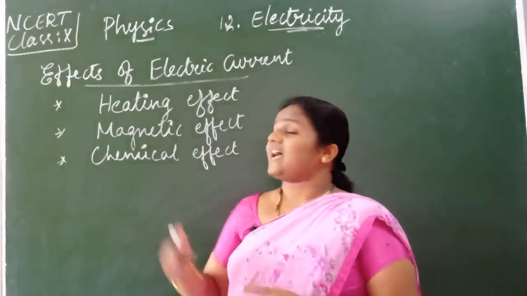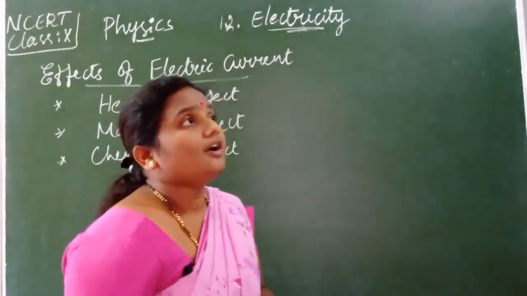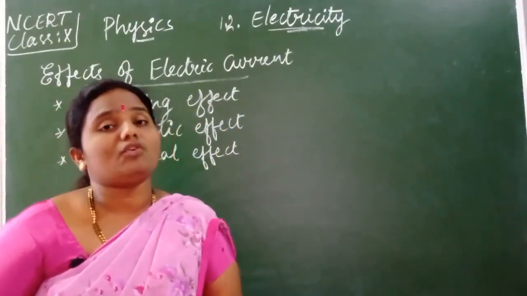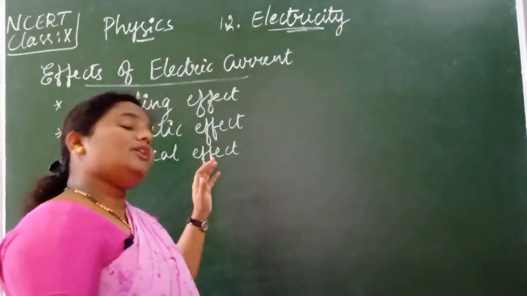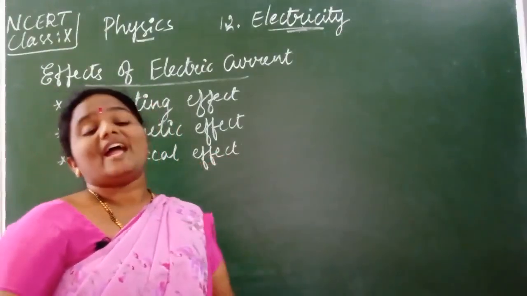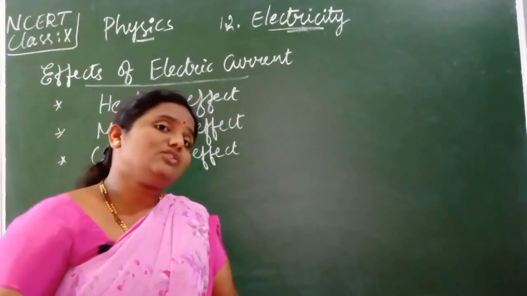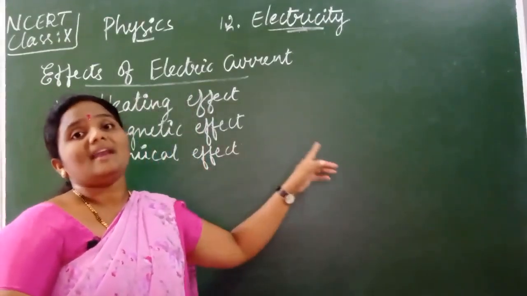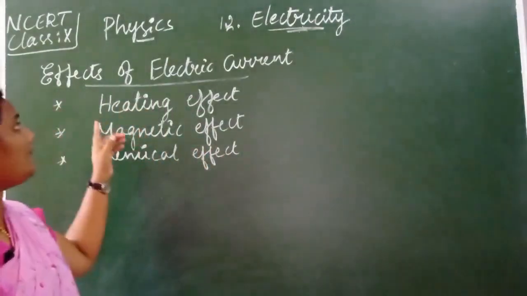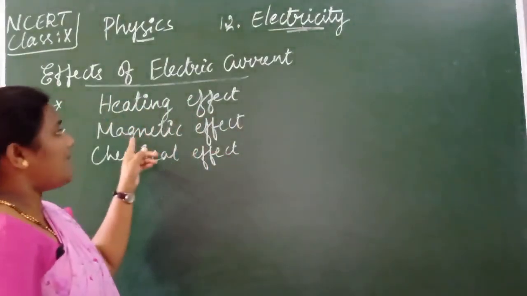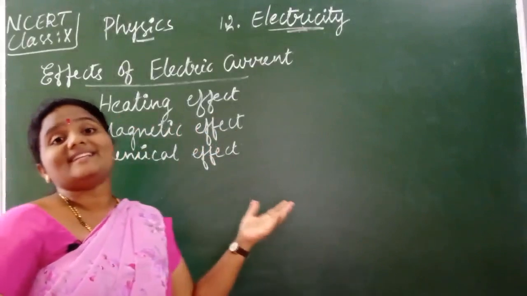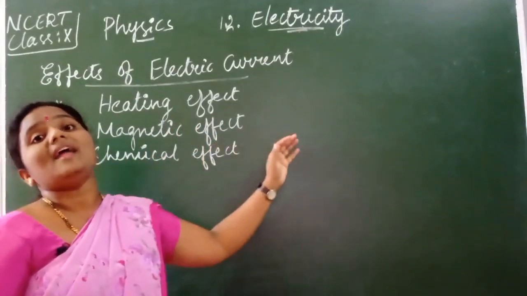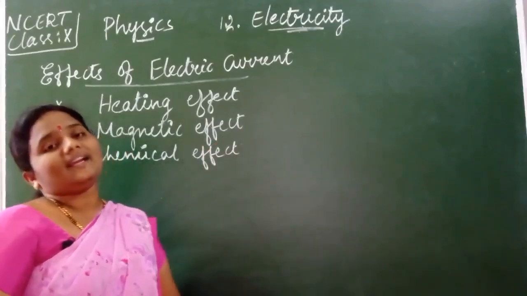Okay, in today's class let us start with the topic called heating effect of an electric current. Children, before going into that, I want to give a small piece of information about the effects of electric current. There are mainly three effects produced by an electric current. Those are heating effect and magnetic effect, then the third one is chemical effect. These are the effects which are produced due to an electric current.